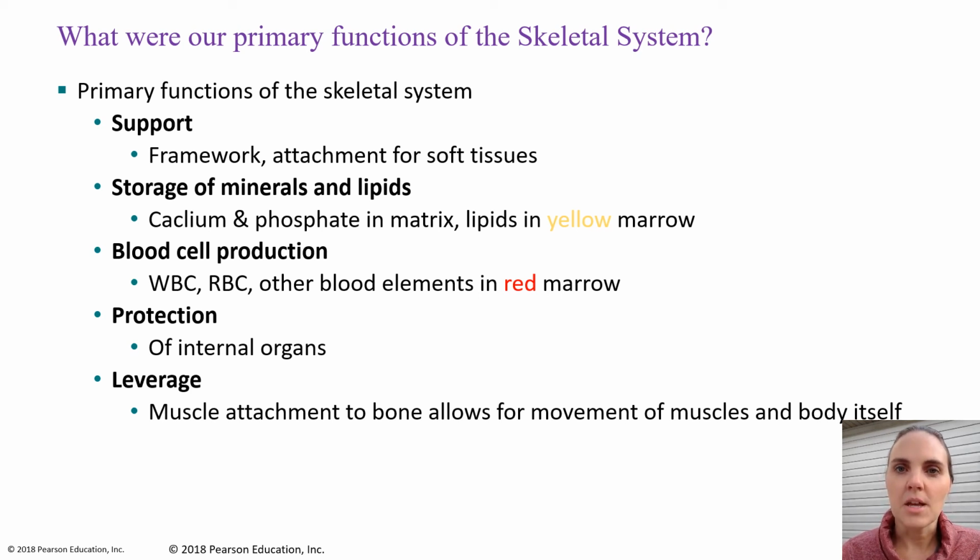Remember, we had those calcium salts that make up the solid matrix of bone tissue, osseous tissue. And those reserves help maintain concentrations of calcium and phosphate ions in our body fluids. So they're kind of a storage reservoir. And then yellow bone marrow actually stores lipids. Another function is blood cell production. White blood cells, red blood cells, and other blood elements are produced in the red bone marrow. The skeleton also protects our organs and is a leverage site for muscle attachment. It allows for movements of muscles in the body itself. If our muscles weren't attached to our bones, they would just be flopping around by themselves.